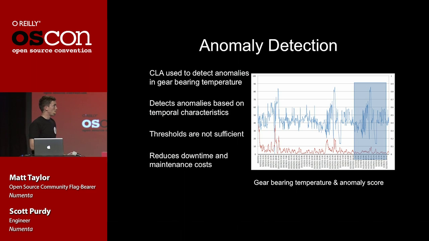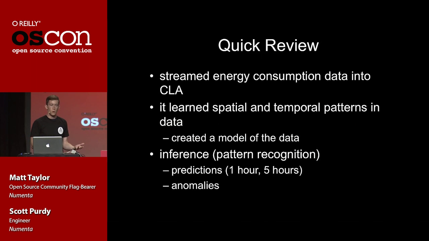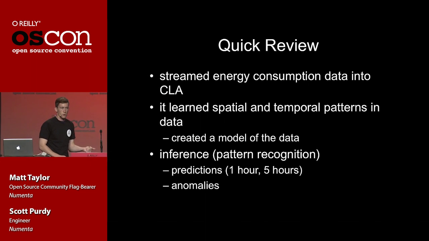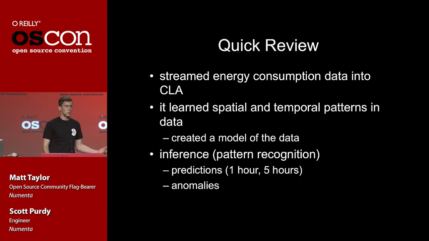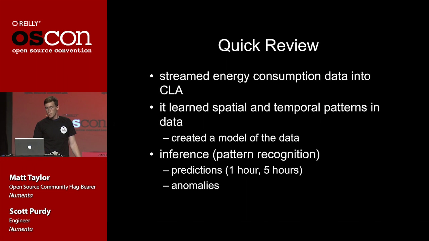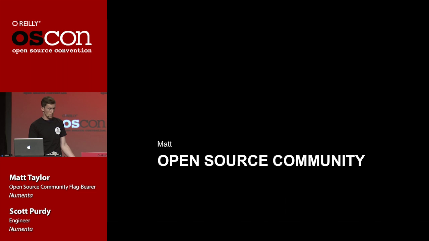So that's basically it for the anomaly detection example. I wanted to quickly review the examples that we just gave. For the prediction problem, we were streaming energy consumption data in. It was learning the spatial and temporal patterns, and it created a model of that in the same way that your brain does. And it was performing inference and using that to make predictions about the future. And then in the anomaly detection example, we were using it to detect anomalies. So that's that. Matt's going to talk a little bit more now about the community that we're building around this, and if you want to get more involved, how you can do that.